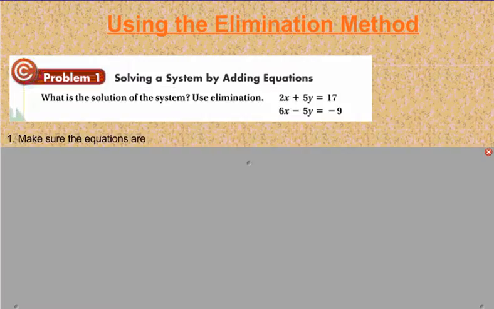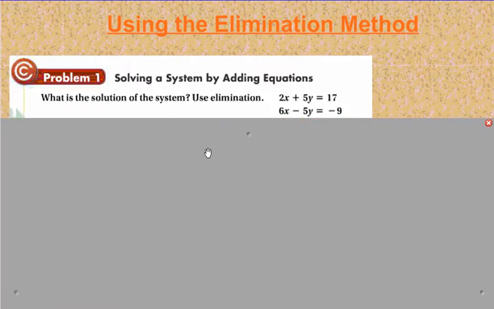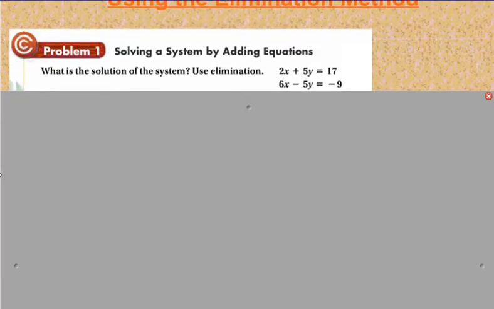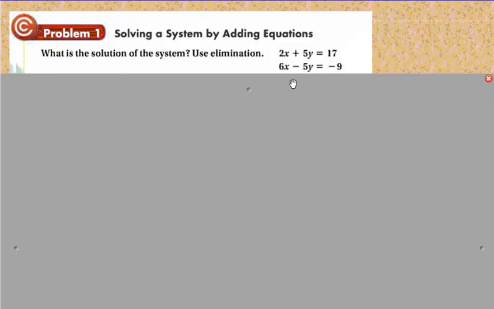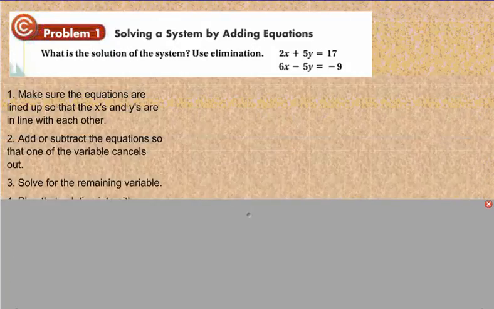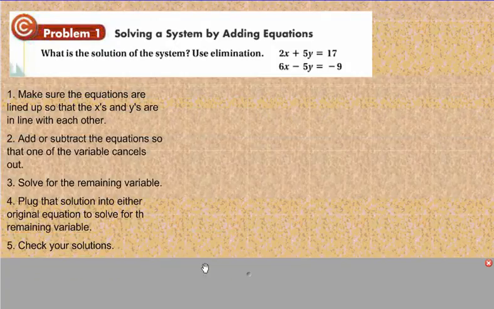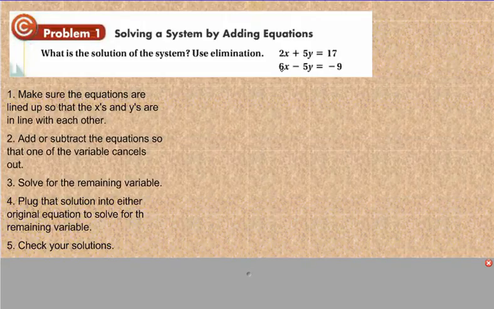This one right here: what is the solution of the system to the right? Use elimination. Okay, those are both in standard form. We have ax plus by equals c, ax plus by equals c. Let's do these steps together now. Step 1, make sure that they're lined up. Well, we have the x's, we have the y's, we have the numbers. Check.